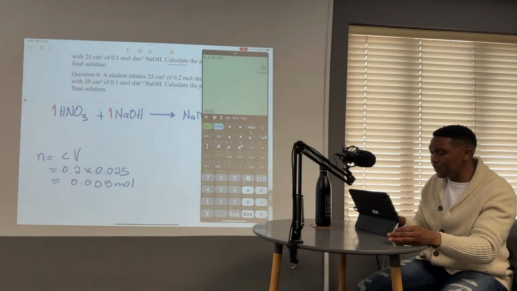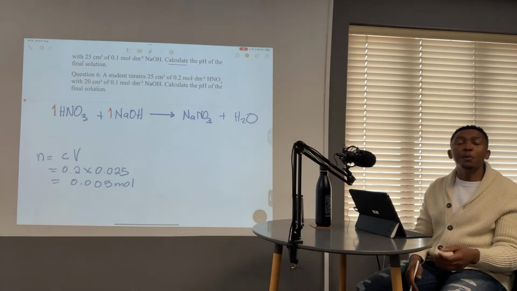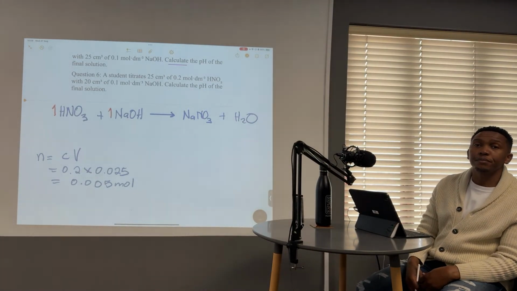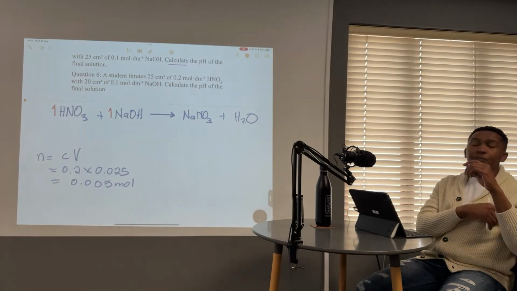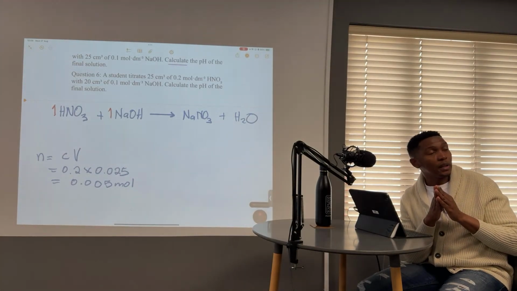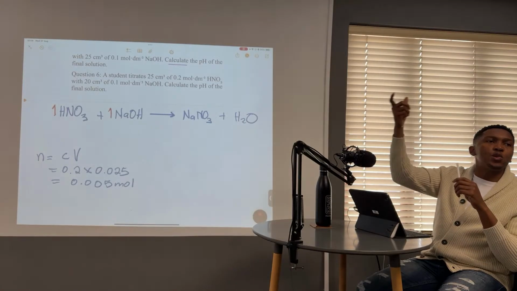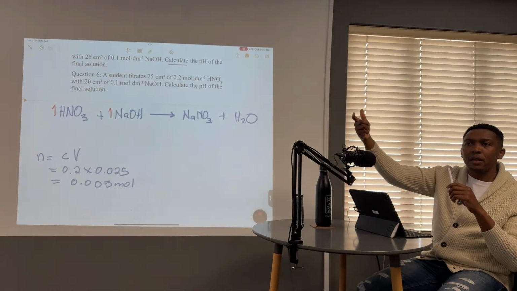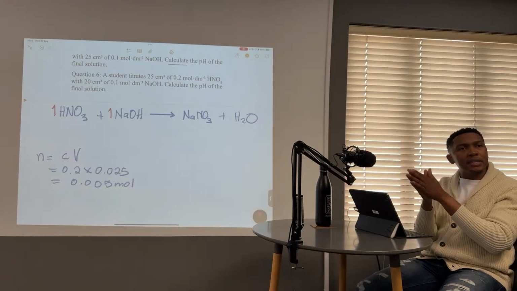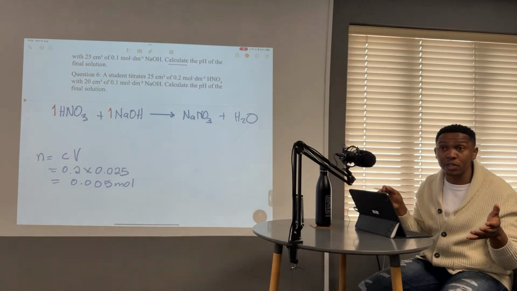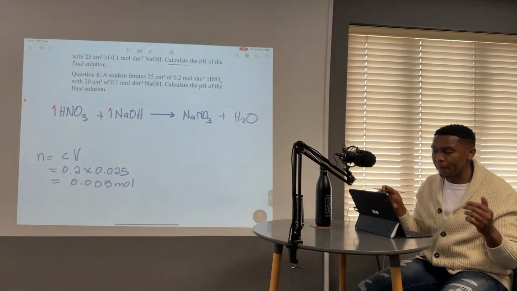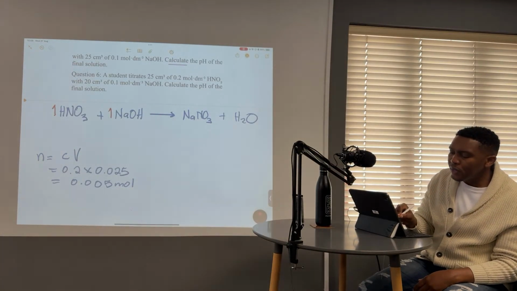Yeah, 0.005 moles. Right, which moles are these? These are the moles for nitric acid. Why am I doing this? Remember, at the end of the day, I'm trying to find out which of these two is in excess, because whichever one is in excess will determine the pH of our resulting solution. Are you with me? Right. So I've found the number of moles for nitric acid.